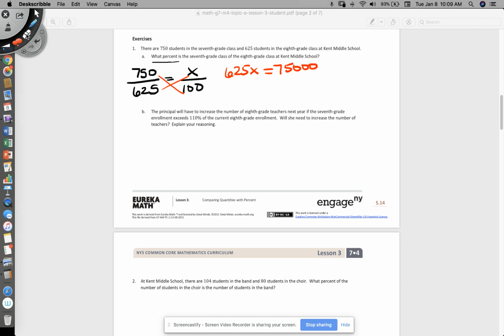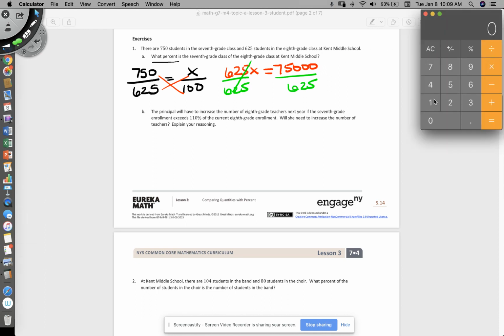All right, we're now going to divide out that 625. These cancel. Grab my calculator here. I'm going to say 75,000 divided by 625 is going to give me 120. So they make up 120%.